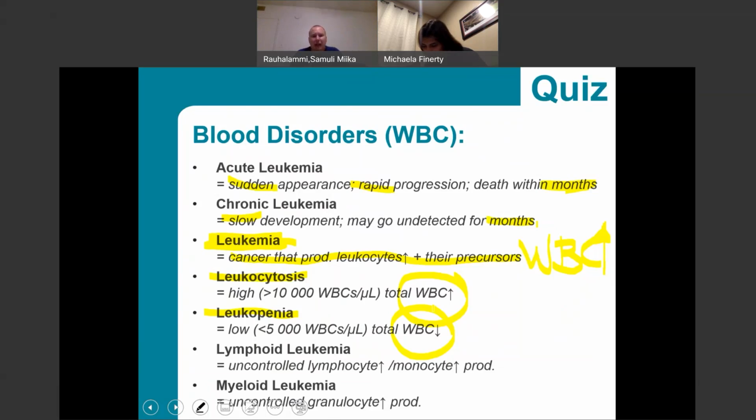Sometimes we can have a leukemia type that's known as lymphoid leukemia. In lymphoid leukemia, your lymphocyte production is uncontrolled and very high. Same goes for the monocyte production. That is, again, extremely high. Myeloid leukemia instead has the granulocyte production being extremely high. So it's just knowing the difference that myeloid has to do with granulocytes, lymphoid with lymphocytes and monocytes, in terms of the types of leukemia that we might have.